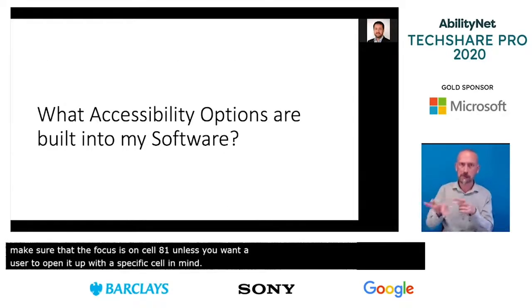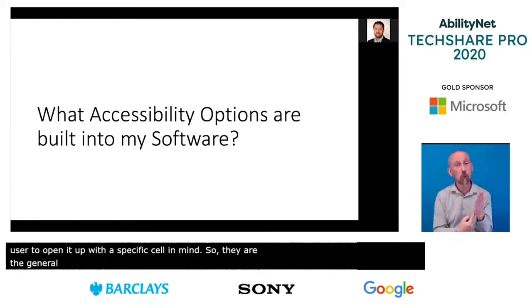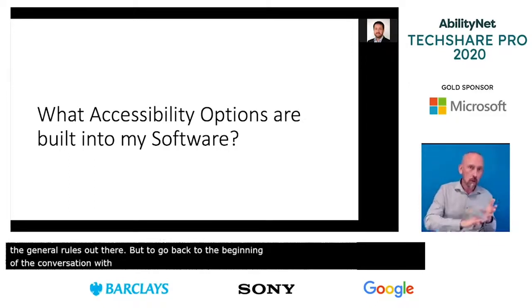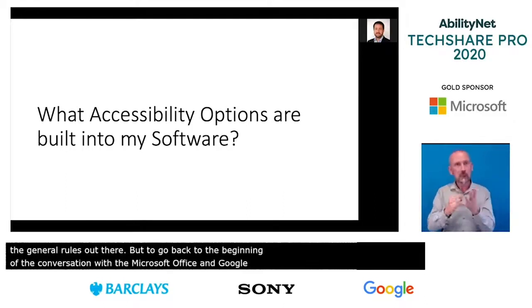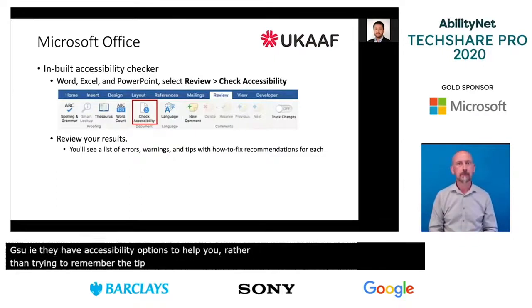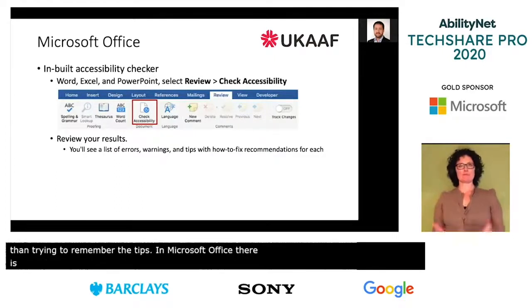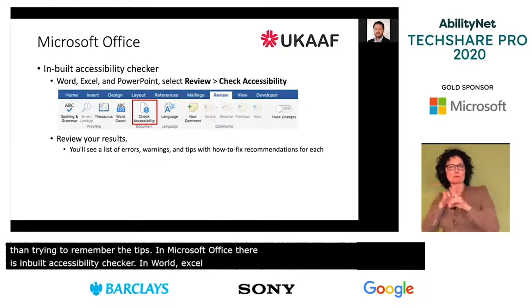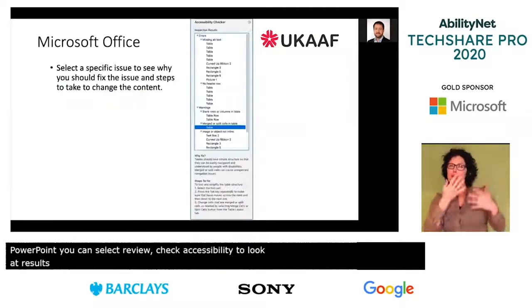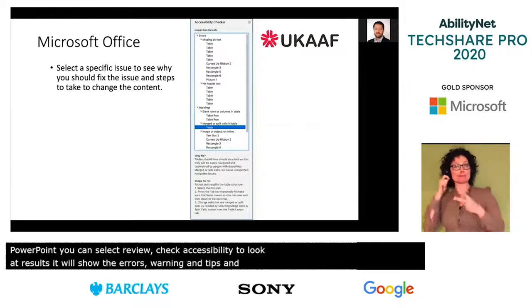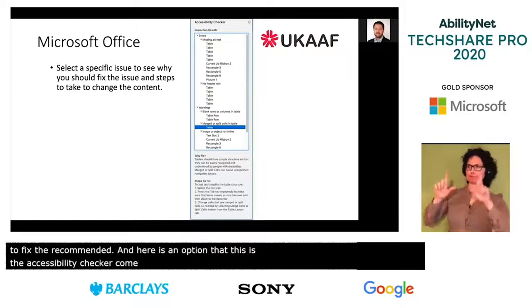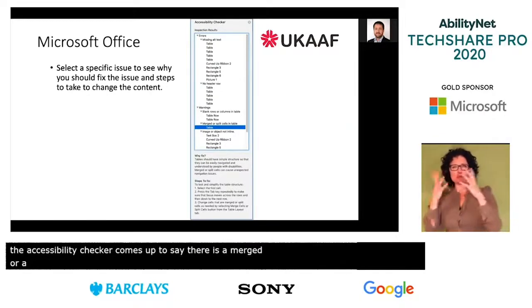So they're just general rules that are out there, but actually we went back to the beginning of the conversation here with Microsoft Office and Google G Suite. They have some accessibility options that can help you along your way rather than trying to remember all of these tips. In Microsoft Office, there's an inbuilt accessibility checker. And in Word, Excel, and PowerPoint, you can select Review, Check Accessibility, and look at your results. And it will show you a list of errors, warnings, and tips how to fix and recommend each of those. And here's an example where the accessibility checker comes up and says there's a merged or split cell in this case, and it helps you with what to fix and how to fix it.